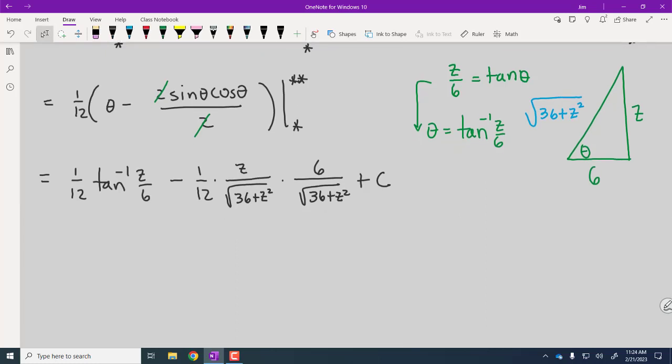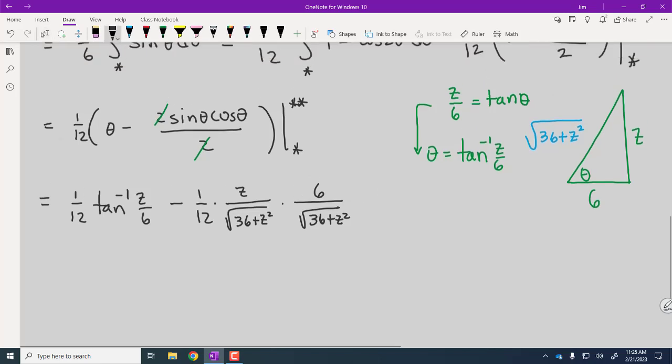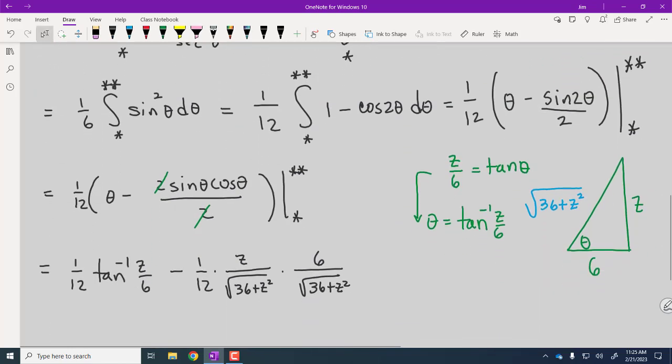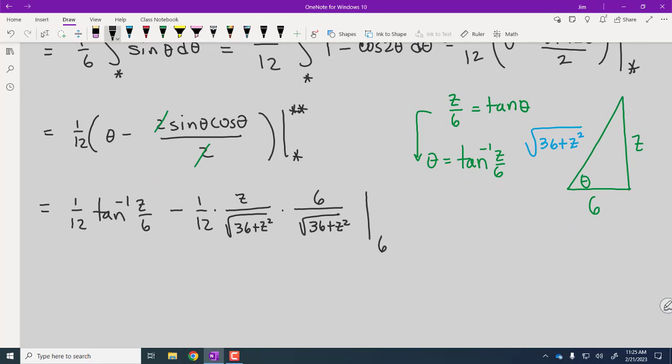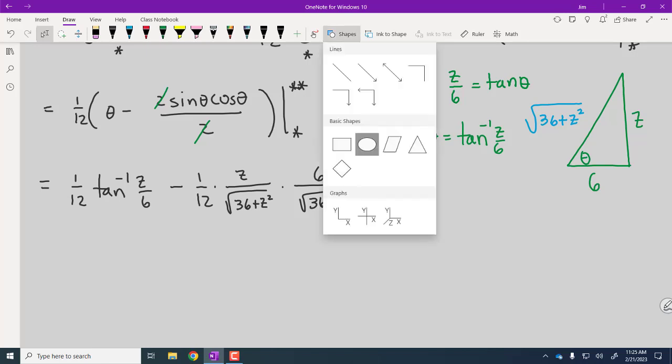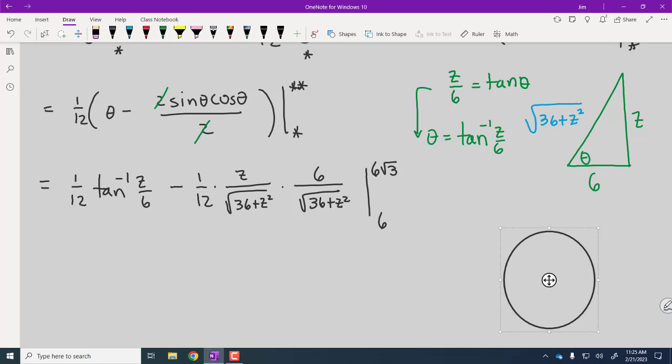Wait, isn't it like from? Oh, are we doing a definite integral? Thank you. We are doing a definite integral. So it's from, it was so long ago, 6 and 6 root 3. Okay. Let me just draw a circle up here because we're going to have to do some inversing.